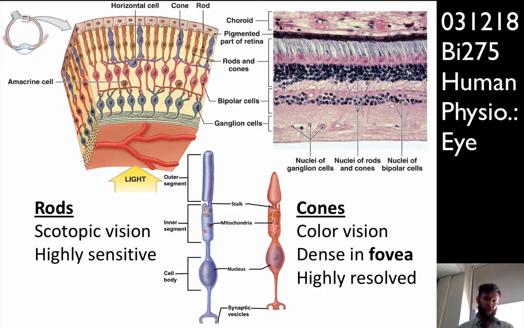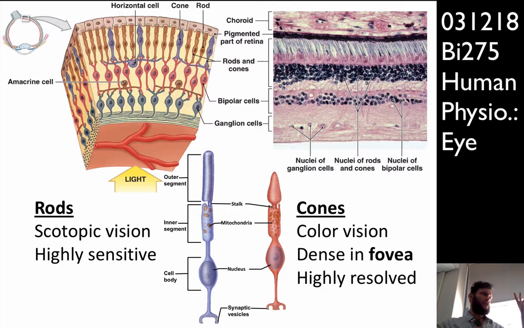There are two types of photoreceptors. Most of you are probably aware of that, rods and cones. The rods give you scotopic vision. Scotopic vision is just low light vision. They're very highly sensitive. Only a single photon can trigger a rod.